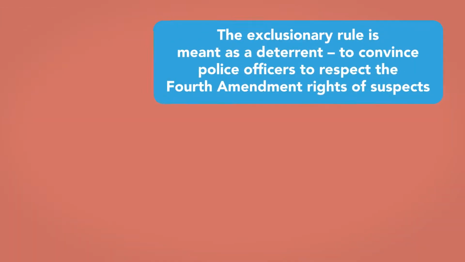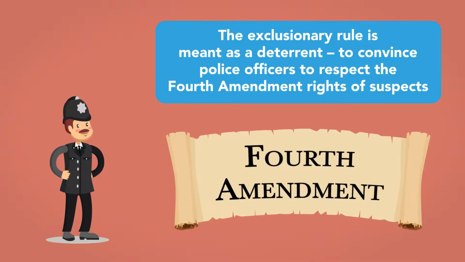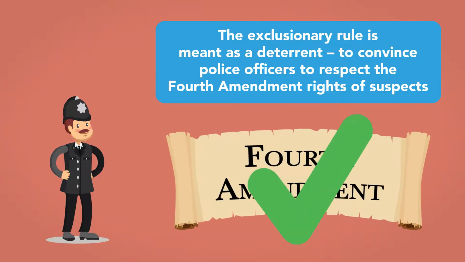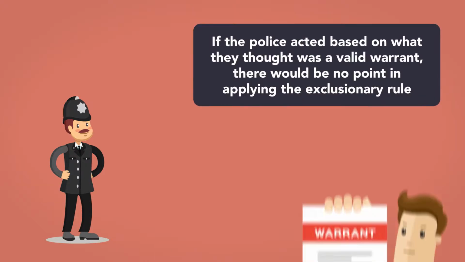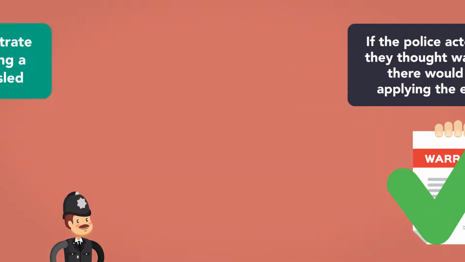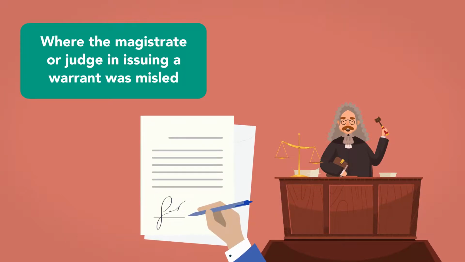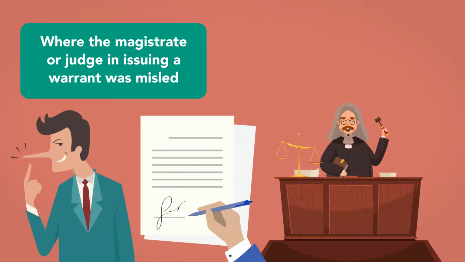Keep in mind that the exclusionary rule is meant as a deterrent, to convince police officers to respect the Fourth Amendment rights of suspects. You can't deter good faith mistakes. If the police acted based on what they thought was a valid warrant, there would be no point in applying the exclusionary rule. However, where the magistrate or judge in issuing a warrant was misled by information in an affidavit that the affiant knew was false, or would have known was false except for his reckless disregard for the truth, then suppression would be required.